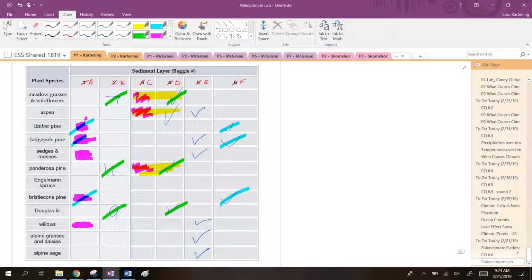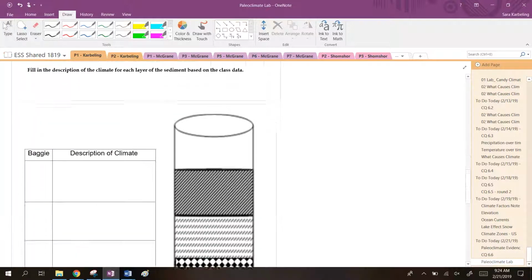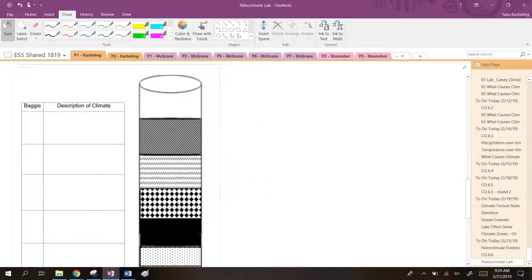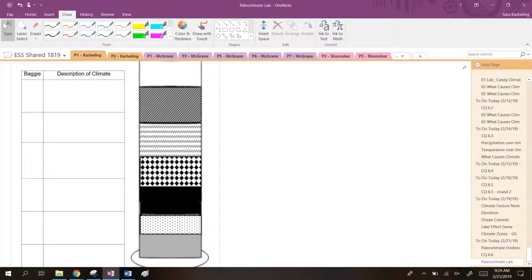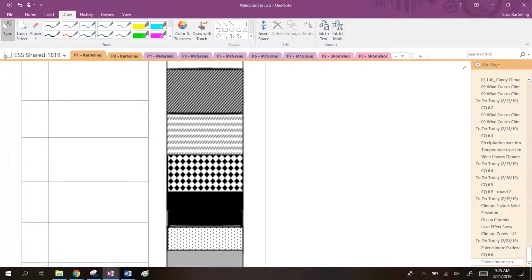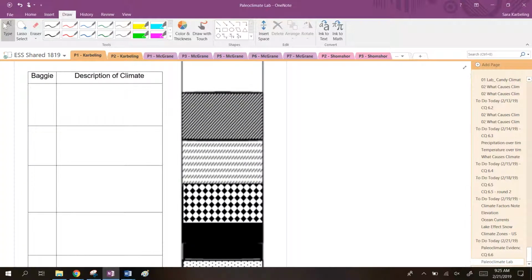All right. Yeah. All right, so we're going to go down here, and now we're going to look at our layers. So remember I said that it doesn't go A, B, C, D, E, F, right? In fact, they went in funny orders. So which sample thinks that they're at the top? That's you guys over here? What baggie did you have? C. All right, so we're going to write down C over here. Everybody's going to write this down.